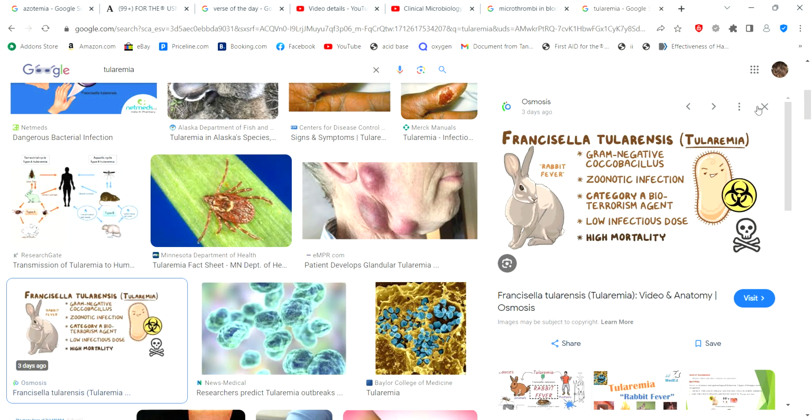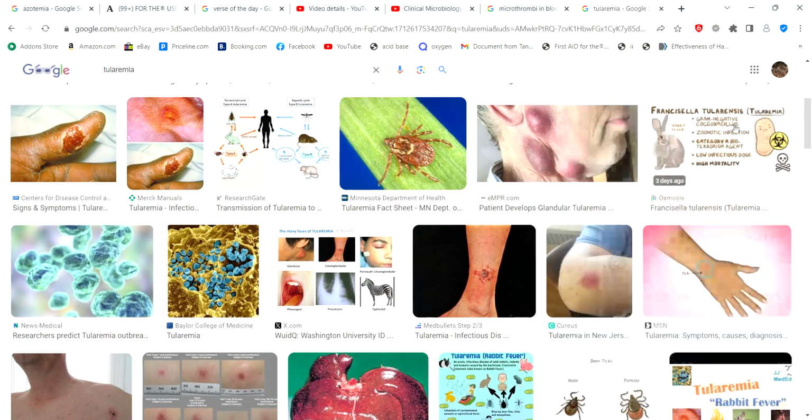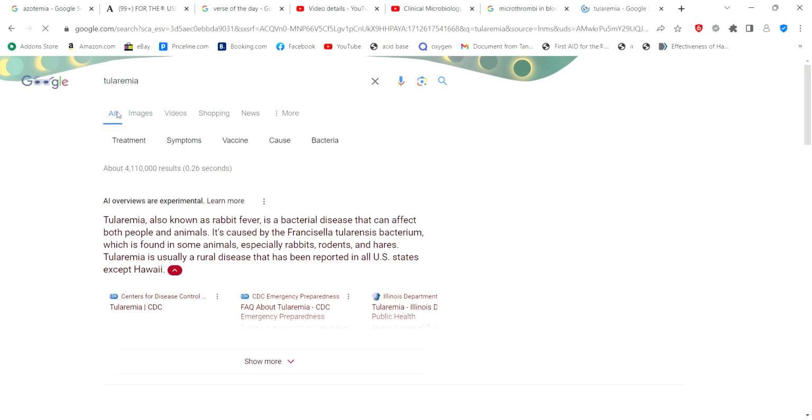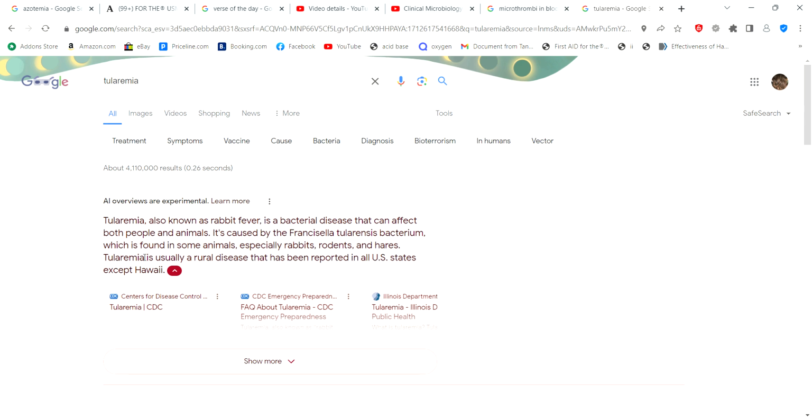High mortality. Interesting. I did not know tularemia was fatal. Oh my gosh. What? I'm not touching rabbits anymore. Bacterial disease can affect both people and animals, like Francisella, found in rabbits, rodents, and hares.